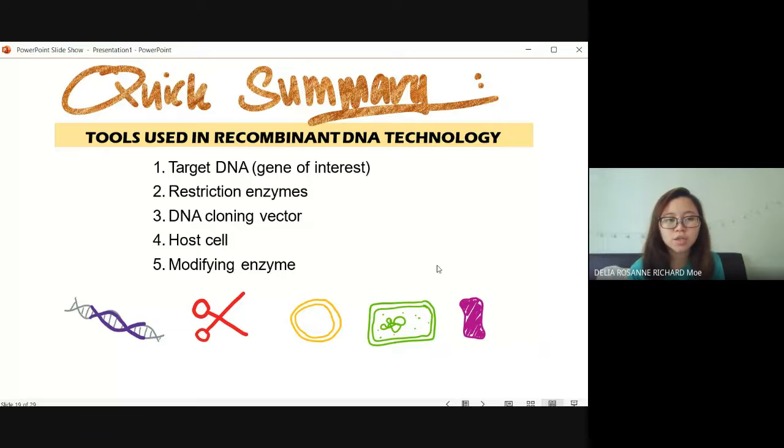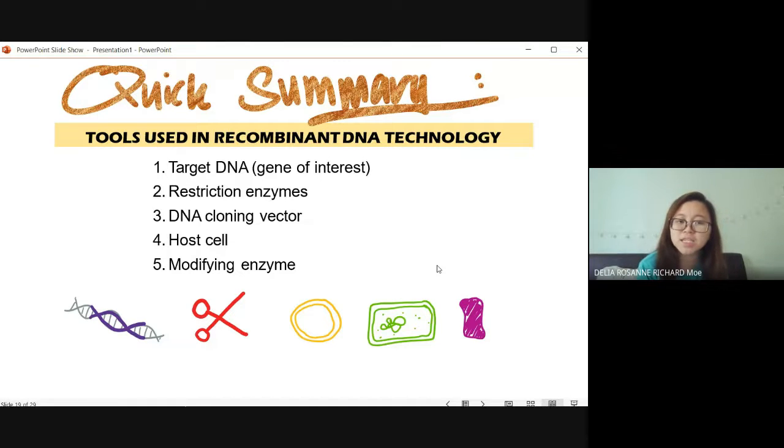Okay, contohnya kalau pasal restriction enzyme, apakah ciri-ciri restriction enzyme? Dari mana datangnya restriction enzyme? Berapa jenis restriction enzyme? Kalau cloning vector, kenapa kita biasa gunakan plasmid sebagai vektor? Apa kebaikan plasmid? Untuk host cell, apa ciri-ciri yang penting yang harus ada pada host cell? Adakah apa-apa sel pun boleh jadi host cell?